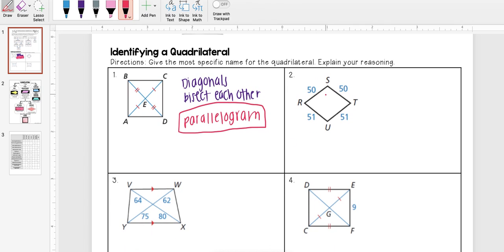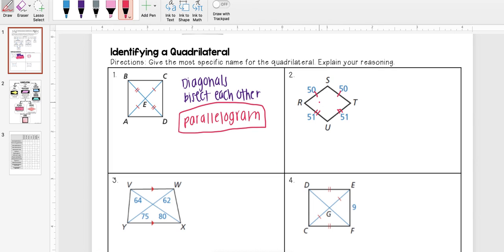Okay, let's look at the next one. So here I see I have a quadrilateral and I have these side lengths. So I see that RS and ST are both 50. So since they are the same length, that means they're congruent. RU and UT are both 51. So since they have the same length, those two are congruent.